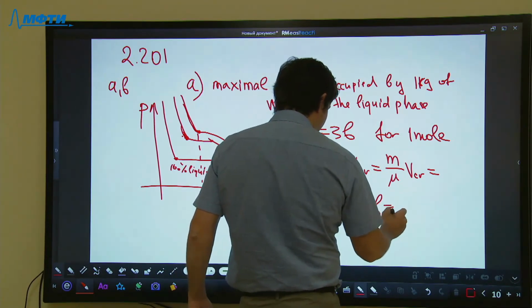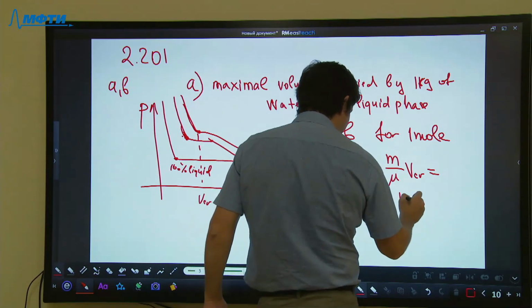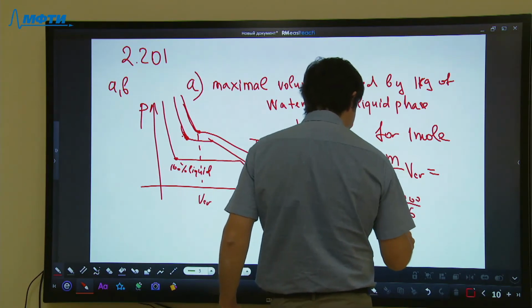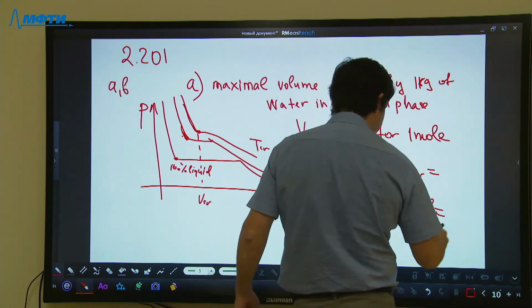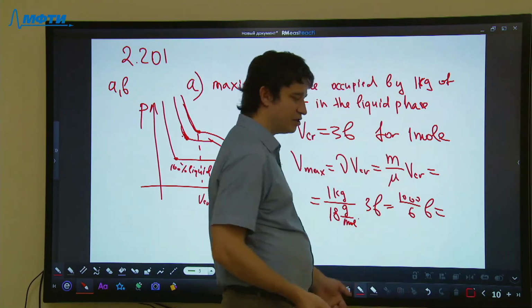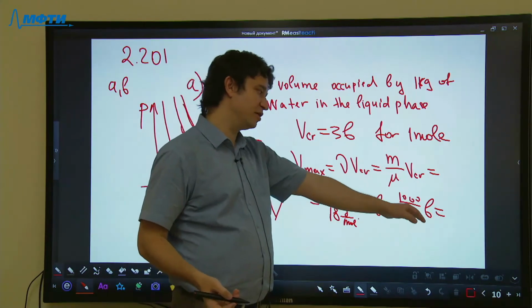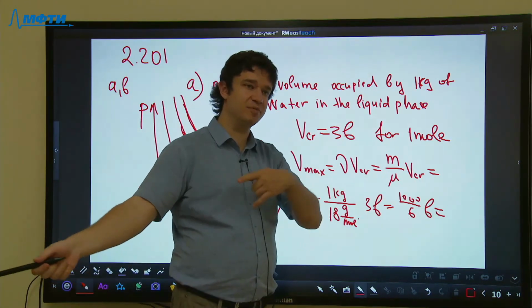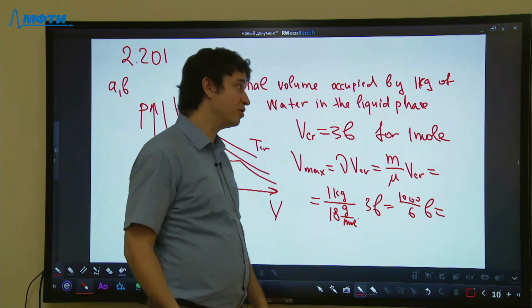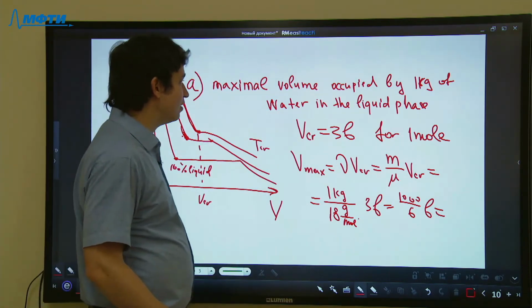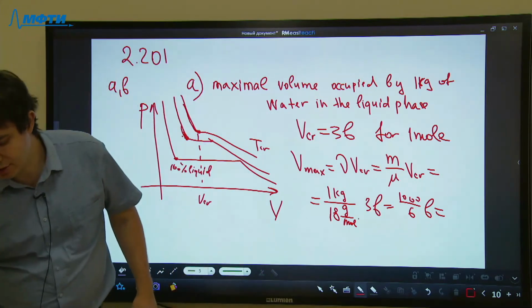Okay, so that gives you 1,000 over 6 times B. Well, assuming that we know that, we can determine that. Probably these A and B quantities can be found at the end of the Irodov book. Okay, now the second question.